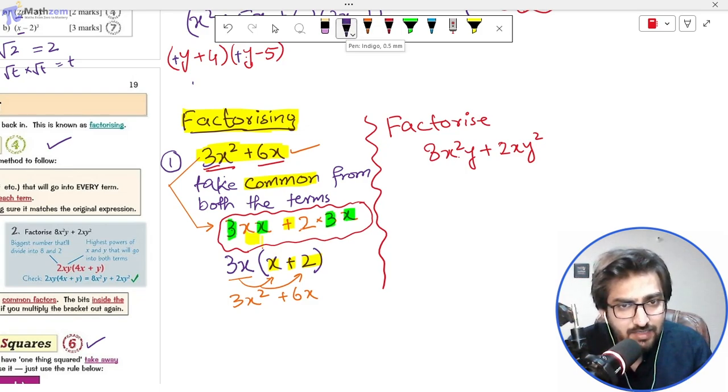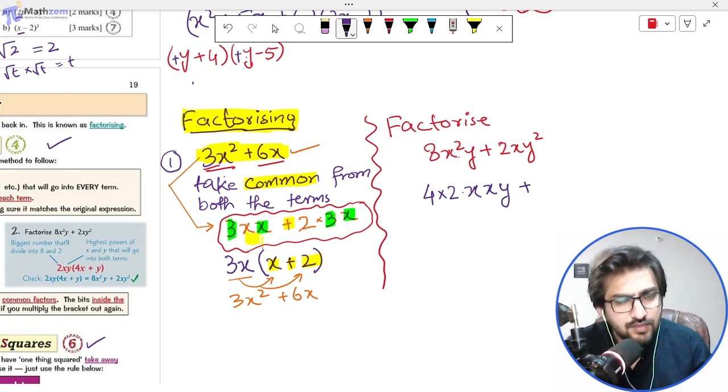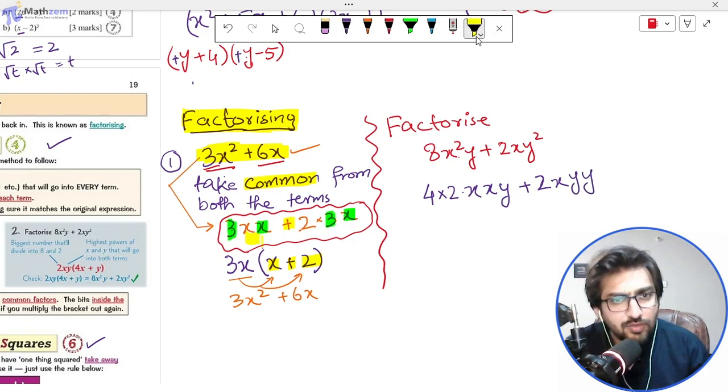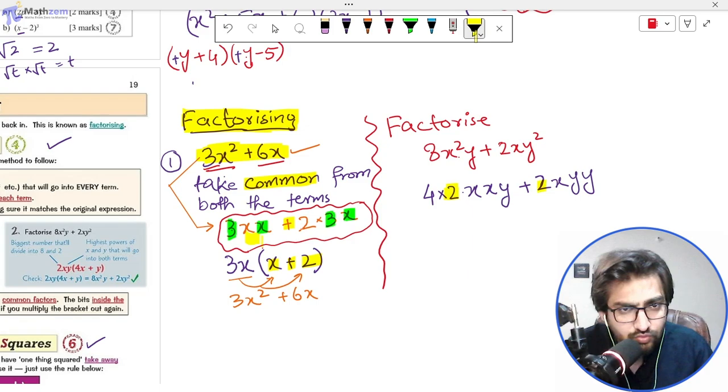So I can write 8 as 4 times 2, and then I can write x square as x times x, and keep y as it is because there is just one y. Since 2 cannot be split further, just keep 2 there. x is only 1, so just write x there. y square can be split into 2 y's. And now let's see the common things. So 2 is common, 1 x is common, and 1 y is common.